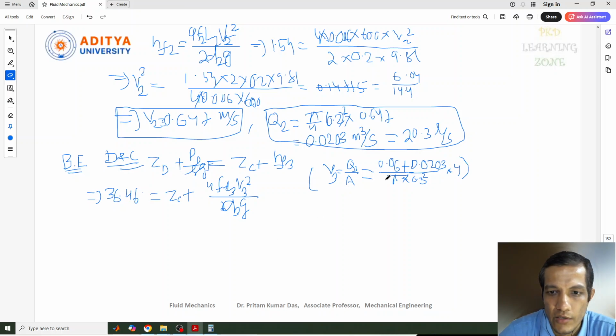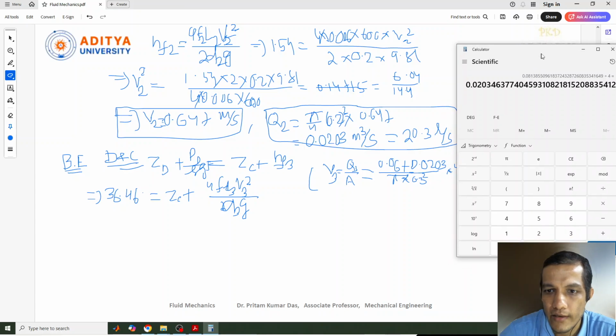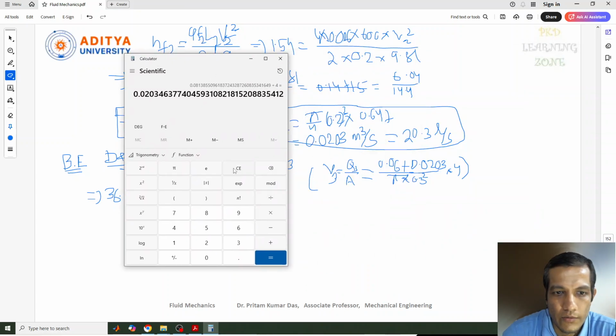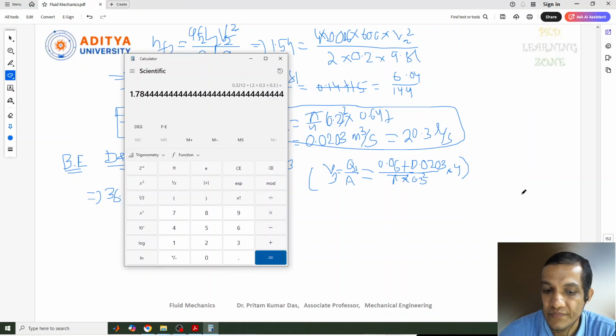This is the velocity. Let's solve this again. 0.06 plus 0.0203, multiply 4 and divided by 2 into 0.3 into 0.3, bracket close, gives 1.784. So this is the velocity, 1.784 meter per second. I hope it is correct.